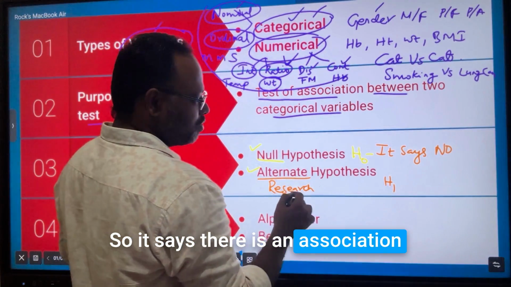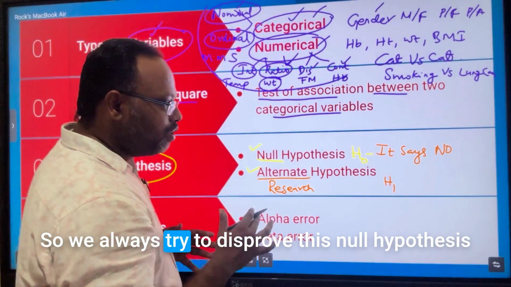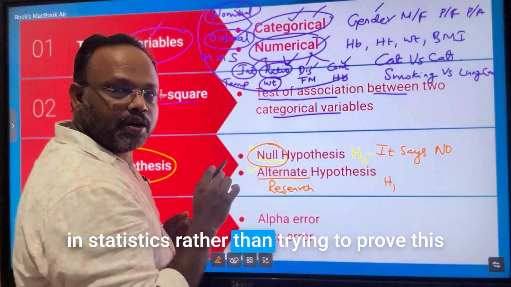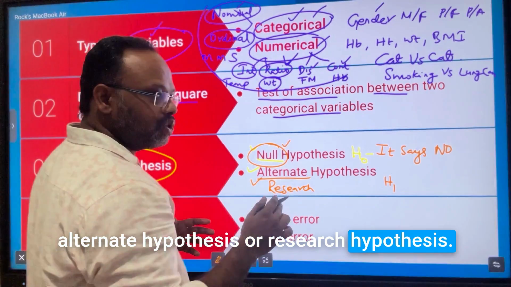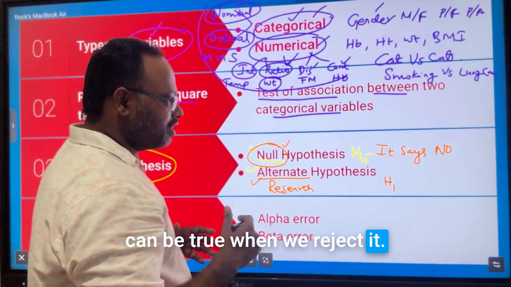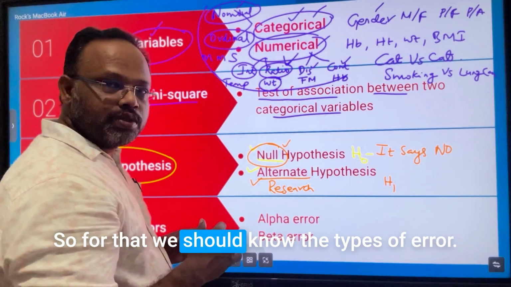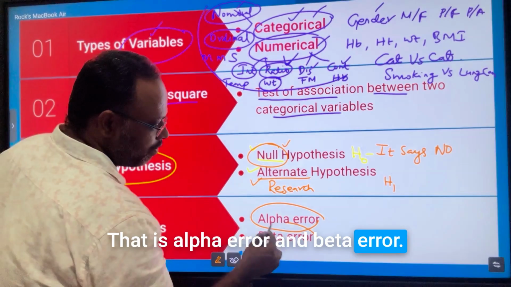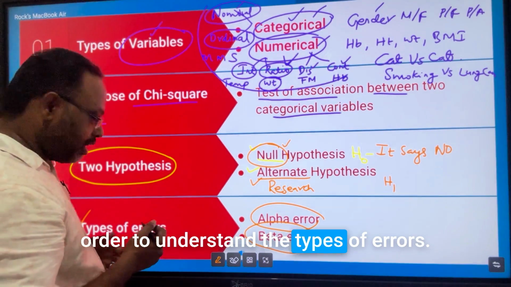So it says there is an association between two variables. We always try to disprove this null hypothesis in statistics rather than trying to prove this alternate hypothesis or research hypothesis. So how can this null hypothesis be true when we reject it? That is what we are going to see in any statistical test. For that we should know the types of error, that is alpha error and beta error. For this we will go into the next slide in order to understand the types of errors.